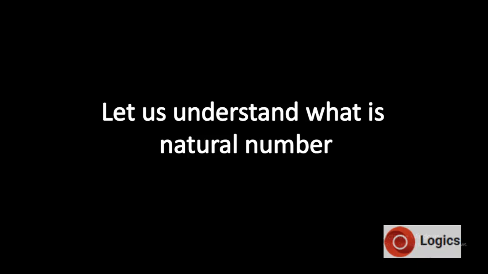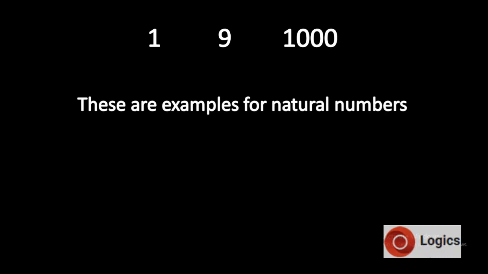Let us understand what is natural number. What is this? This is the number 1. What is this? This is the number 9. Good. Then what is this? This is the number 1000. These are examples for natural numbers.